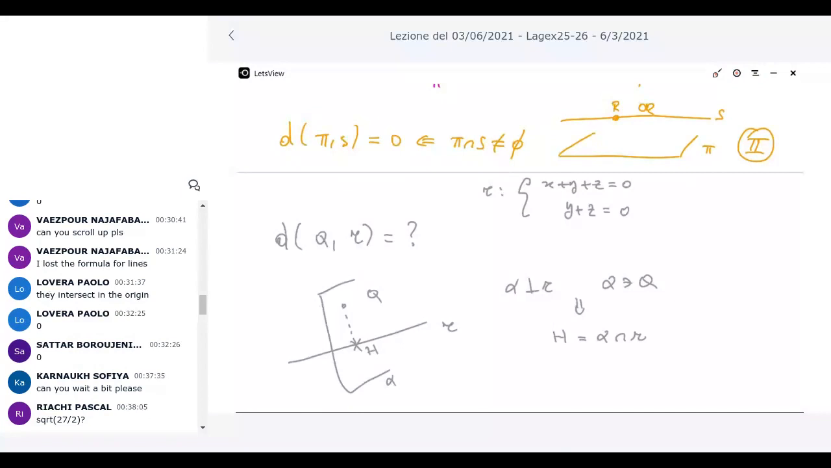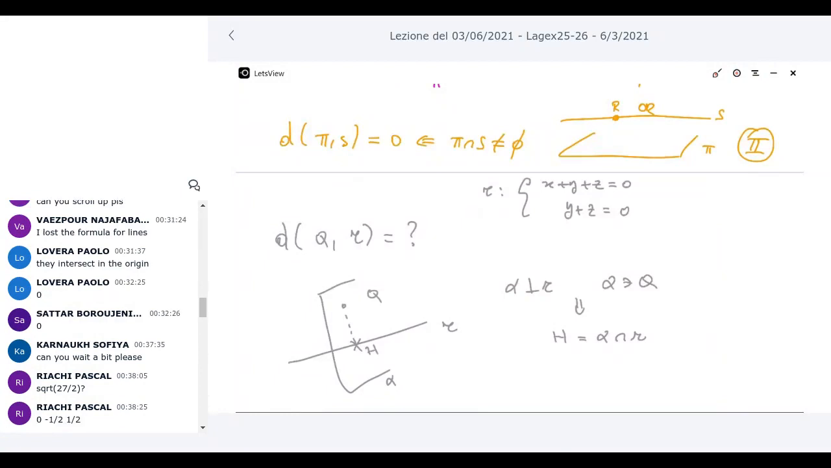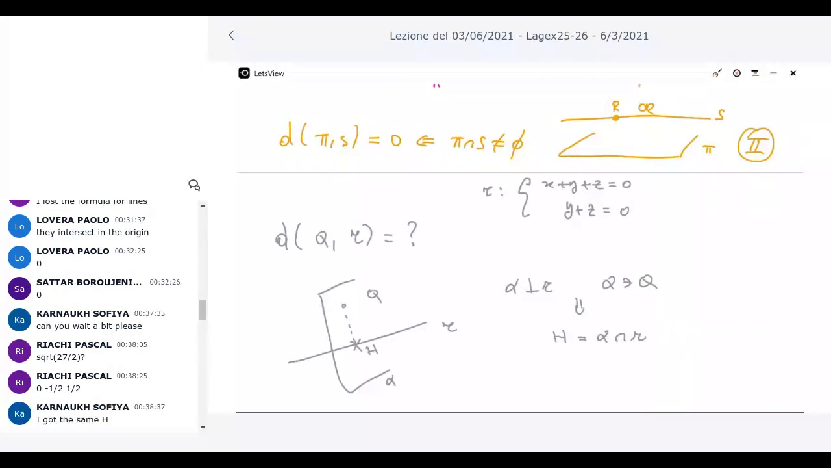Okay, so we have one possible answer by Riaki Pascal. We can also ask Riaki Pascal to tell us what the coordinates of point H are. Okay, so 0, minus 1 over 2, 1 over 2. So let's see if Riaki Pascal got the right idea.